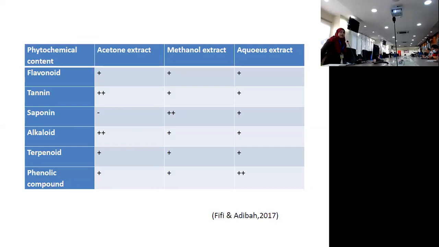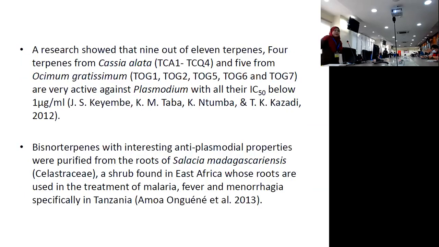Among the phytochemical contents, there are flavonoid, tannin, alkaloid, and phenolic compounds. So I'm only using the terpenoid-rich fraction from this leaf because there's research showing that 9 out of 11 terpenes are very active against the Plasmodium, with all their IC50 below 1 microgram per mL. And the terpenes with interesting anti-plasmodial properties were purified from the roots of Senecio madagascariensis, a shrub found in East Africa whose roots are used in the treatment of malaria, fever, and menorrhagia, specifically in Tanzania.